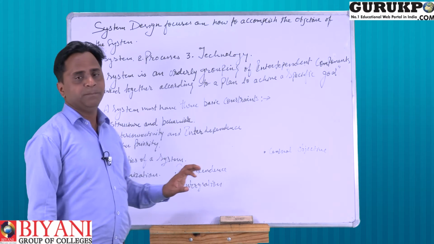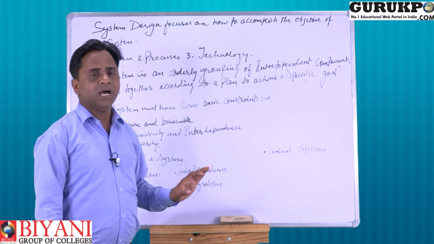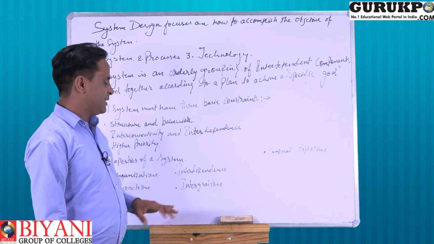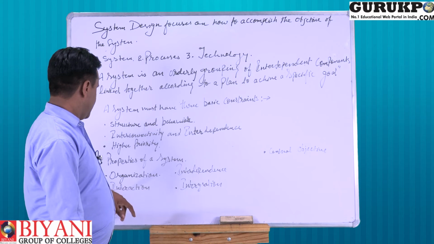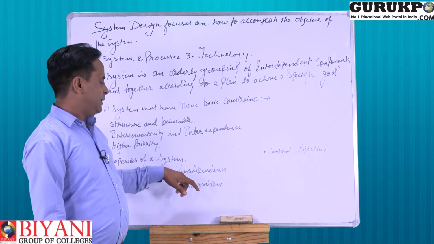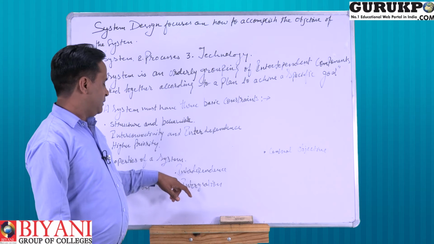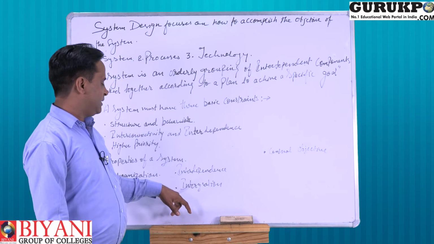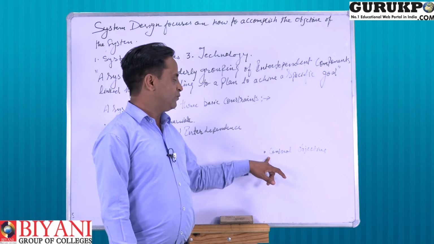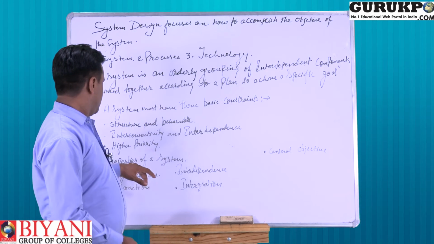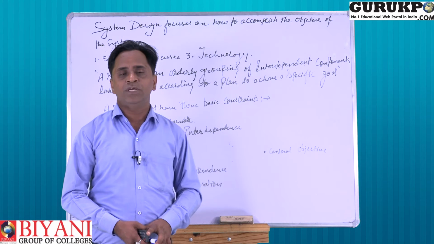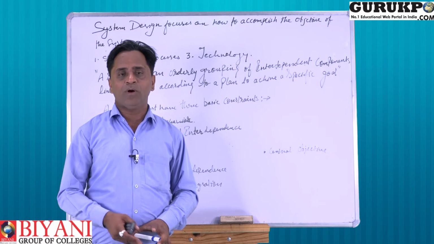Properties of a system: there are five basic properties which we have to see. First one is organization, second is interconnection, third is interdependence, next is integration, and fifth is central objectives. These five properties of a system are used to study the system.